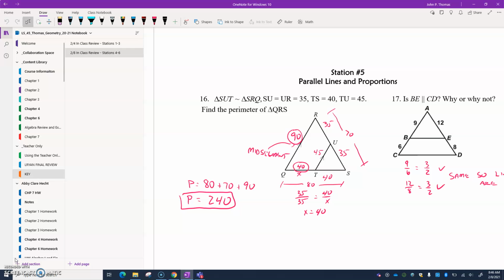Also, because it's the midpoint of each side, we know it's a mid-segment, so we can double that to get the 90. Once we have the sides, we can go ahead and add them together and get 240.